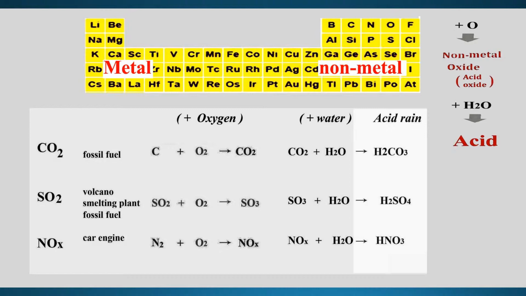And where do they come from? Carbonic acid comes from carbon dioxide plus water. Sulfuric acid comes from sulfur trioxide plus water. Nitric acid comes from nitrogen oxide plus water. And now let's look further back.